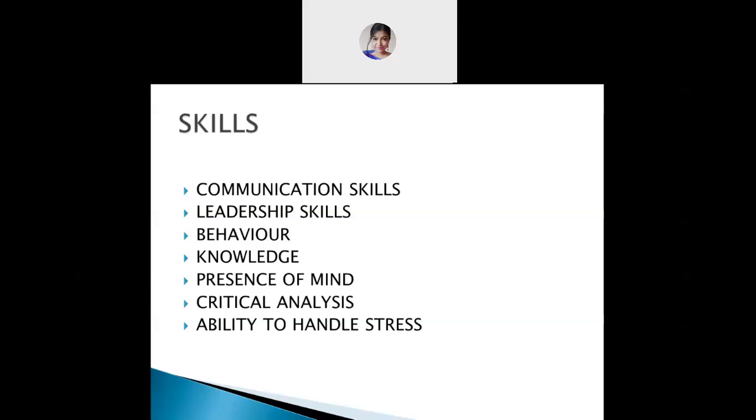Then your presence of mind will also be evaluated. Presence of mind is very essential in a group discussion, in extempore speech.